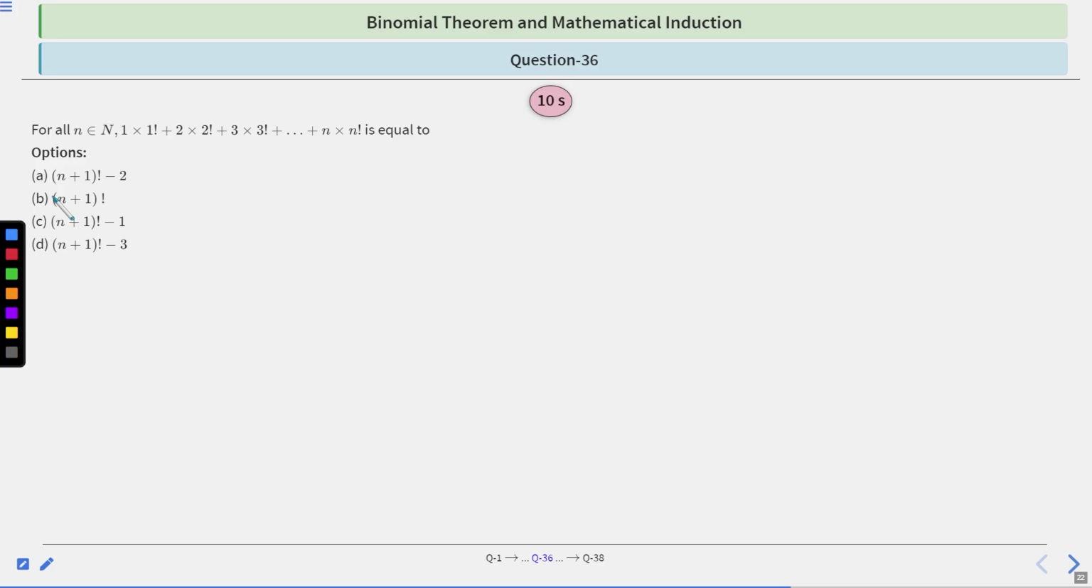Question number 36. It says, for all n belonging to natural numbers, 1 into 1 factorial plus 2 into 2 factorial plus 3 into 3 factorial till n into n factorial is equal to. So you have 10 seconds to solve this question. After 10 seconds, we will move to the solution.